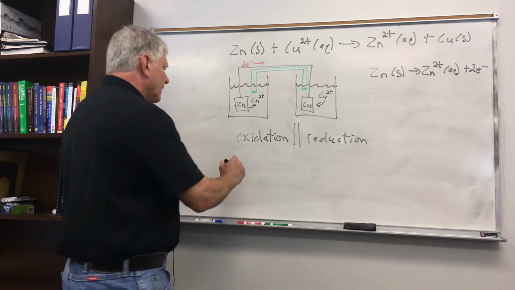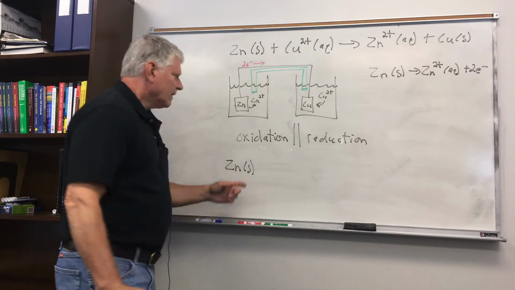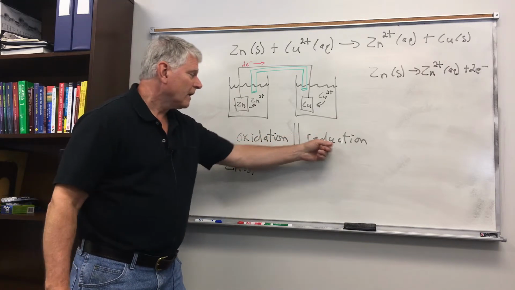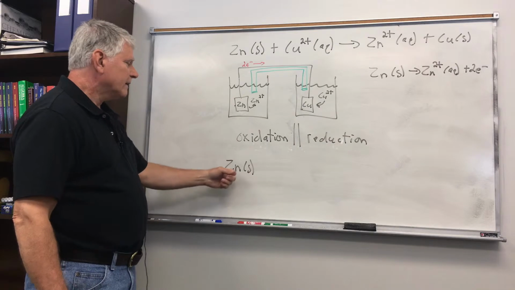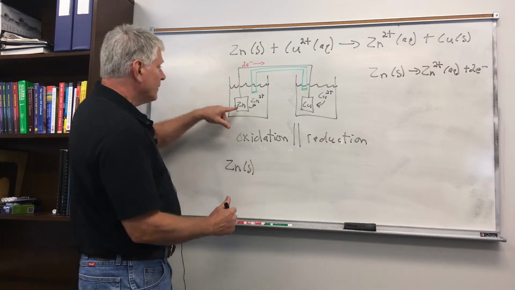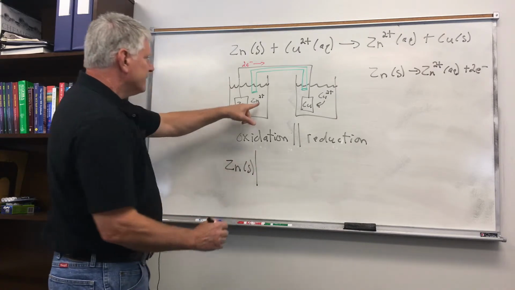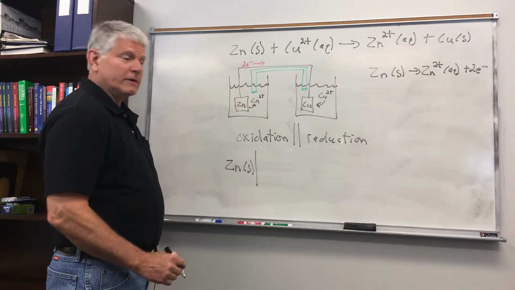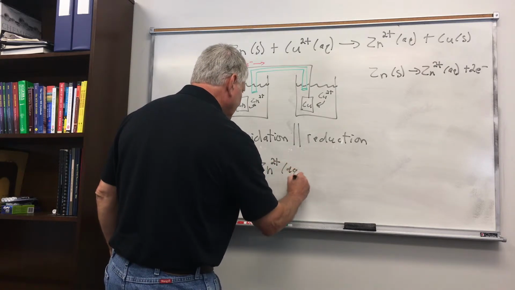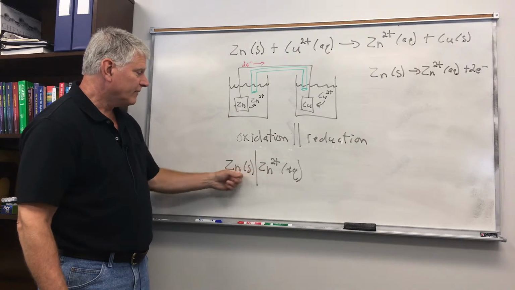So we will write the oxidation, and on either side, oxidation or reduction, we're going to separate phases by a single vertical line. So we have zinc solid in an electrode and zinc 2+ in solution. So we'll separate those with a single vertical line. So this just means separate phases.